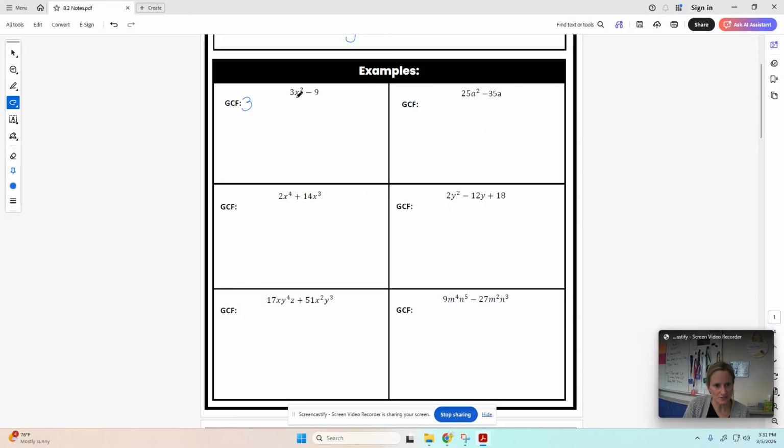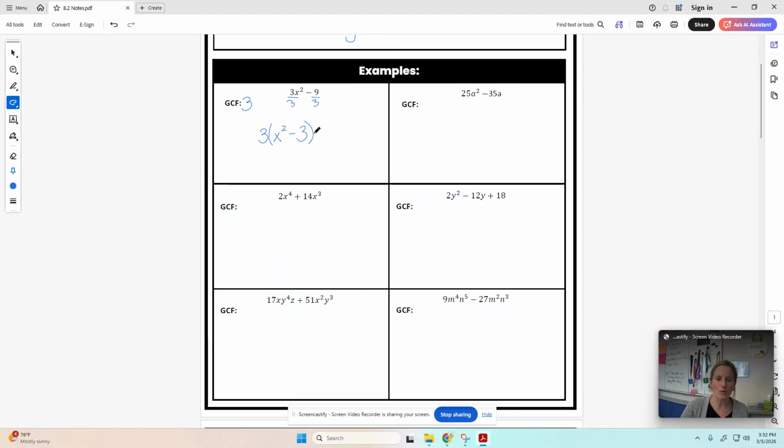To factor that out, I am essentially dividing each term by 3 to figure out what would have been inside those parentheses before I distributed. The greatest common factor goes in front, and then in parentheses we put what we get when we do this division. 3x squared divided by 3: 3 divided by 3 is 1, and that just leaves me with x squared. 9 divided by 3 is 3, so it's minus 3.